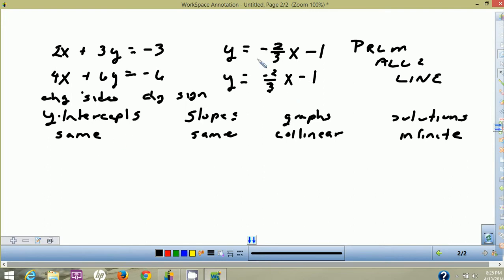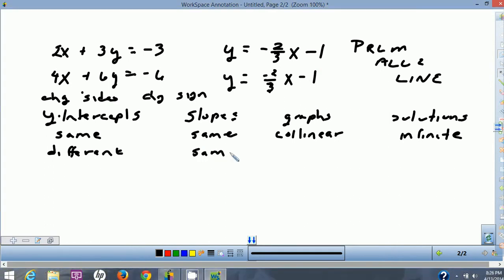Okay, well, what if this had not been the same line? What other options do we have? Well, we could have different y-intercepts. This last number here at the end could have been different, but still have the same slope. Well, if you have the same slope and different y-intercepts, you have parallel lines. And if you have parallel lines, there are no solutions. They're never going to intersect.